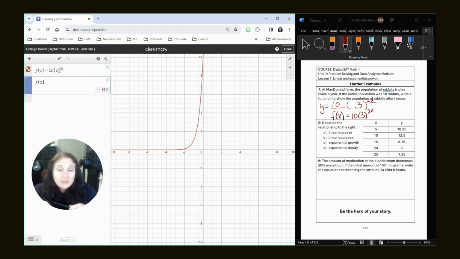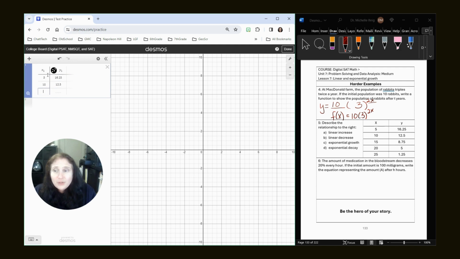All right, let's look at number 5. Describe the relationship to the right. Is it linear or exponential, increase, decrease, growth, decay? Well, obviously, we're going to do plus sign table. Remember, I like to hit the tab button to go between each one.